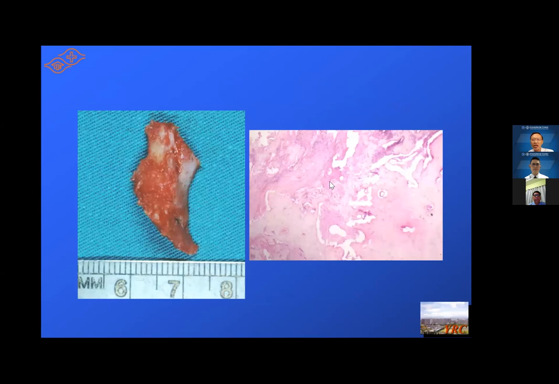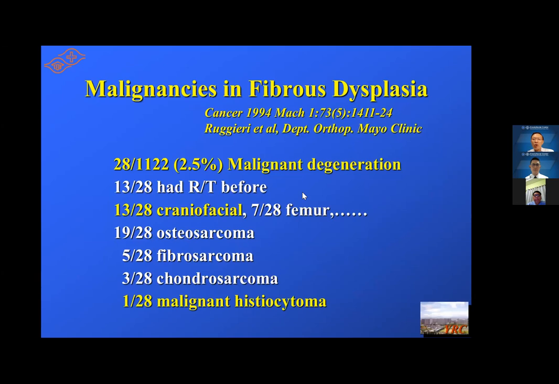Well, malignancy happened only once in our series, so it's about 1%. But the Mayo Clinic reviewed all the orthopedic and all the departments of surgery and all the patients. In their report, they have malignant degeneration of about 2.5%, including osteosarcoma, fibrosarcoma, chondrosarcoma, or malignant histiocytoma. And we have one case of this histiocytoma.